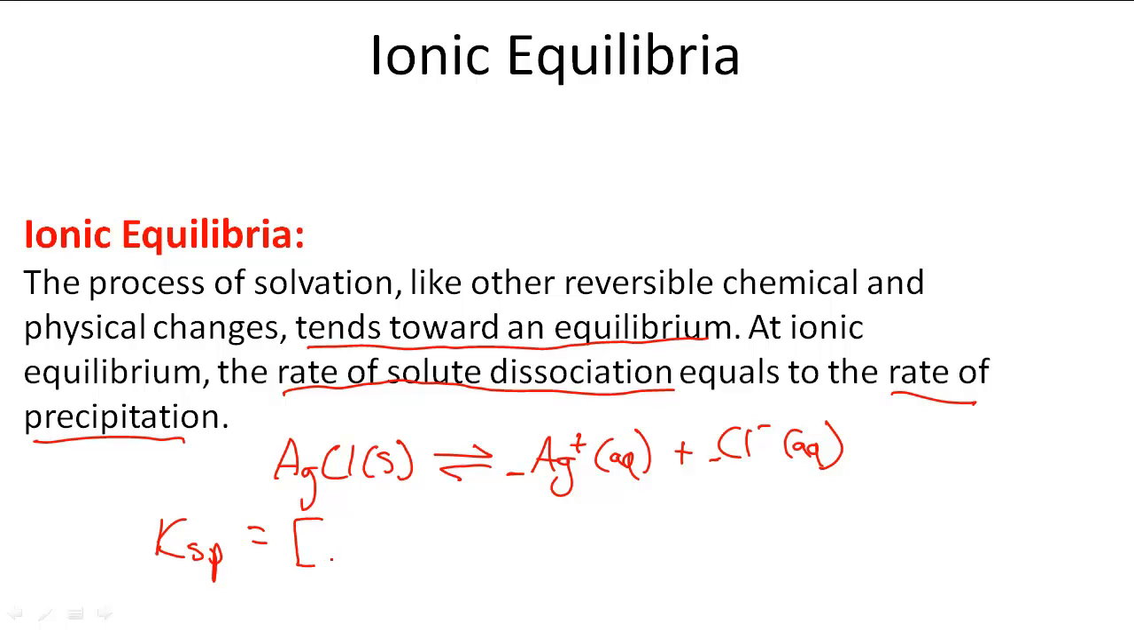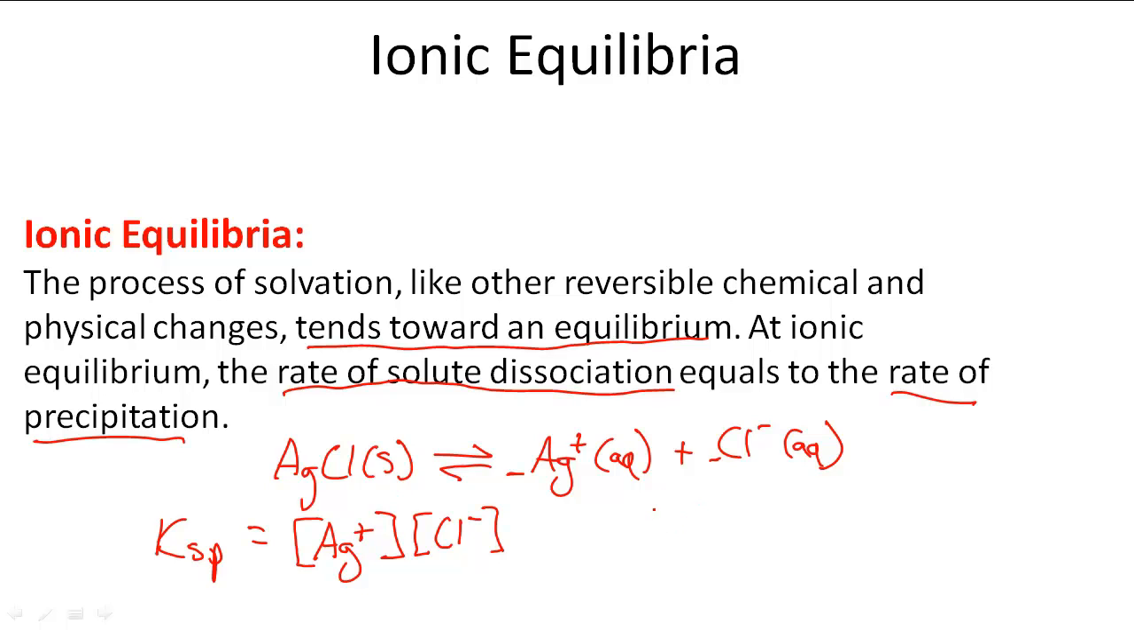So it's sort of related to the other constants that we've been doing. So Ag+ raised to the first power times the concentration of Cl- to the first power. And so that is what we have for KSP.